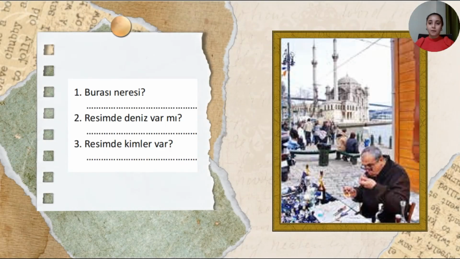Okay. And now we have a picture. I want you to look at this picture. It is not so clear, but easy to guess also. It is a place in Istanbul which is called Ortaköy. Have you ever been there?